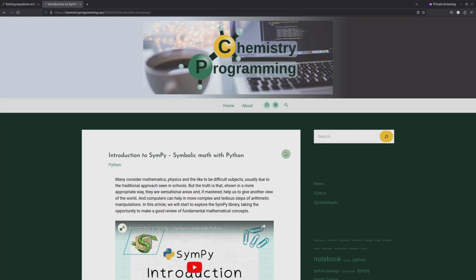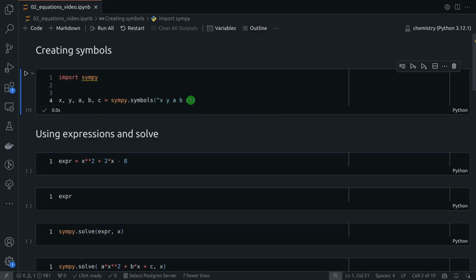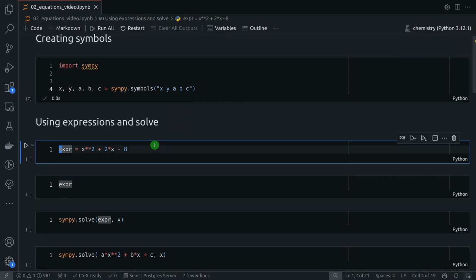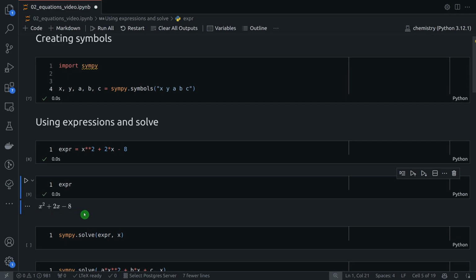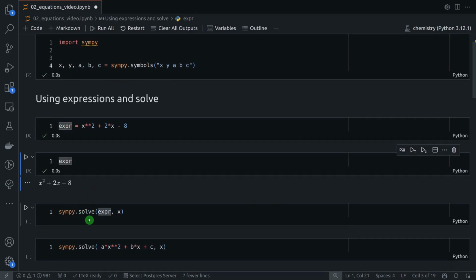Here we have our symbols, and the first thing that I'm going to show you is how you can use the solve function with expressions. Here I am defining an expression. So this is the expression that I'm using here. And the solve function will find the roots of this expression, the x values that turn this expression into 0.